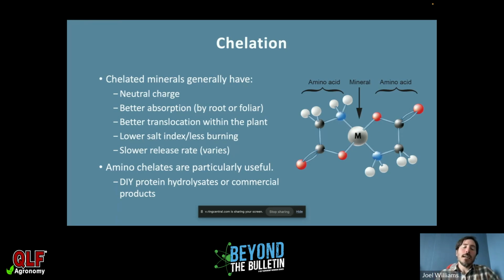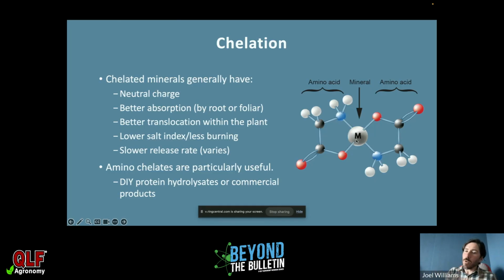So chelation, the key idea of chelation here is really just to say that we're going to combine a carbon source or a chelating agent with our fertilizer, and that will bind to that nutrient. The key benefit of why we do this is to wrap that up with carbon. And the key reason to do that is to neutralize the charge of that element.